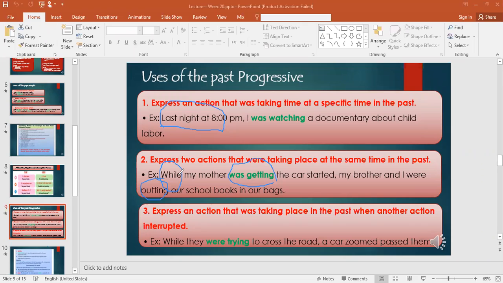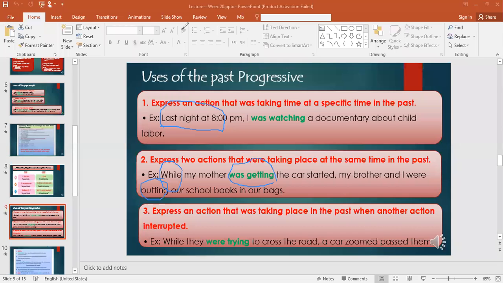In order to show that these two actions are happening at the same time, what did we use? While. Very good. While is a very important time expression, used to express actions that are taking place at the same time. So the second use of the past progressive is to express two actions that were taking place at the same time in the past.